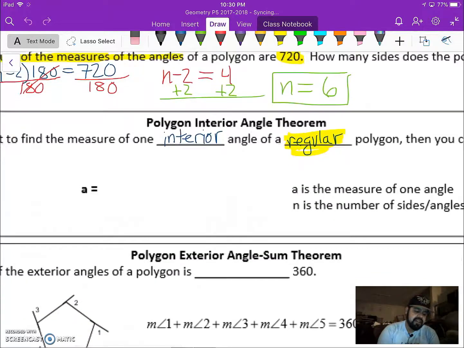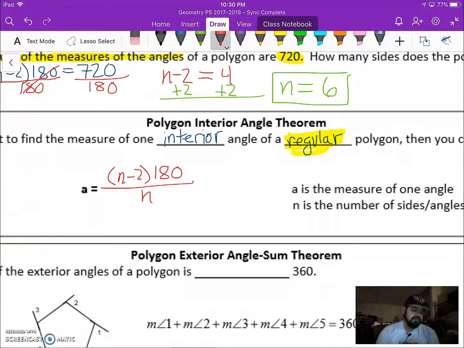So we're going to take our previous formula, n minus 2 times 180, divided by the total number of sides that you're given. We can extend this idea a little further down the road, but I'm going to show you the relationship that this has with something else.